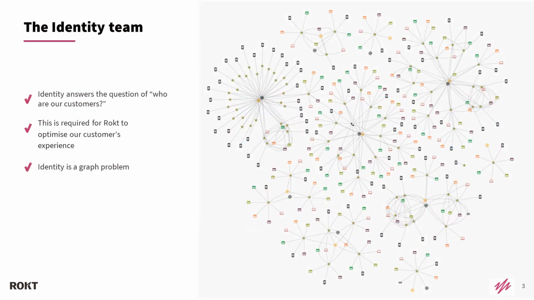For the team I work on, the identity team, our main goal is to answer the question of who our customers are. This is required for Rokt to optimize our customers' experience. Typically, identity is a graph problem.